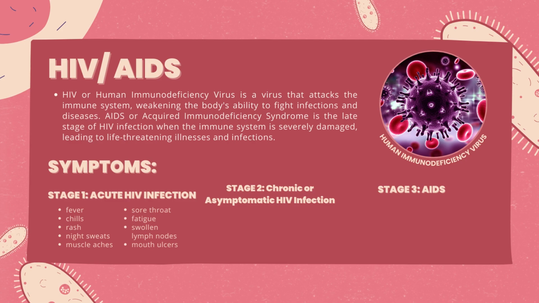Stage 2, chronic or asymptomatic HIV infection. After the acute stage, HIV may not cause any symptoms for many years, although the virus continues to damage the immune system. Now on the last stage, we mentioned this earlier.